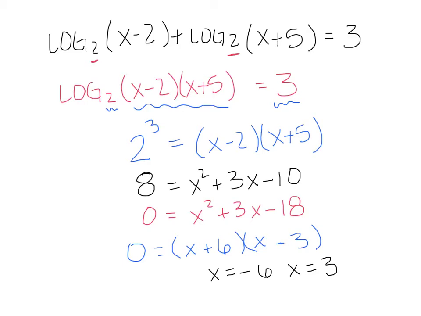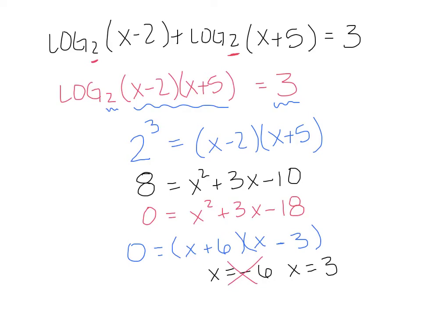I'm going to start with x is negative 6. If we look at the first log, you end up with the log base 2 of negative 6 minus 2. Automatically, we know that one doesn't work. That one is extraneous.